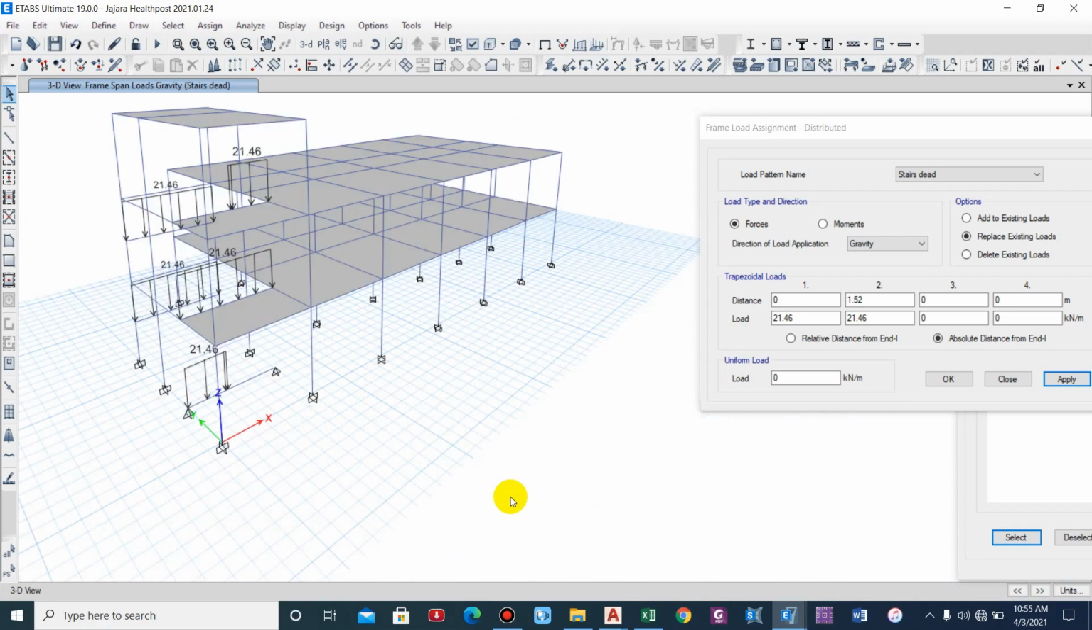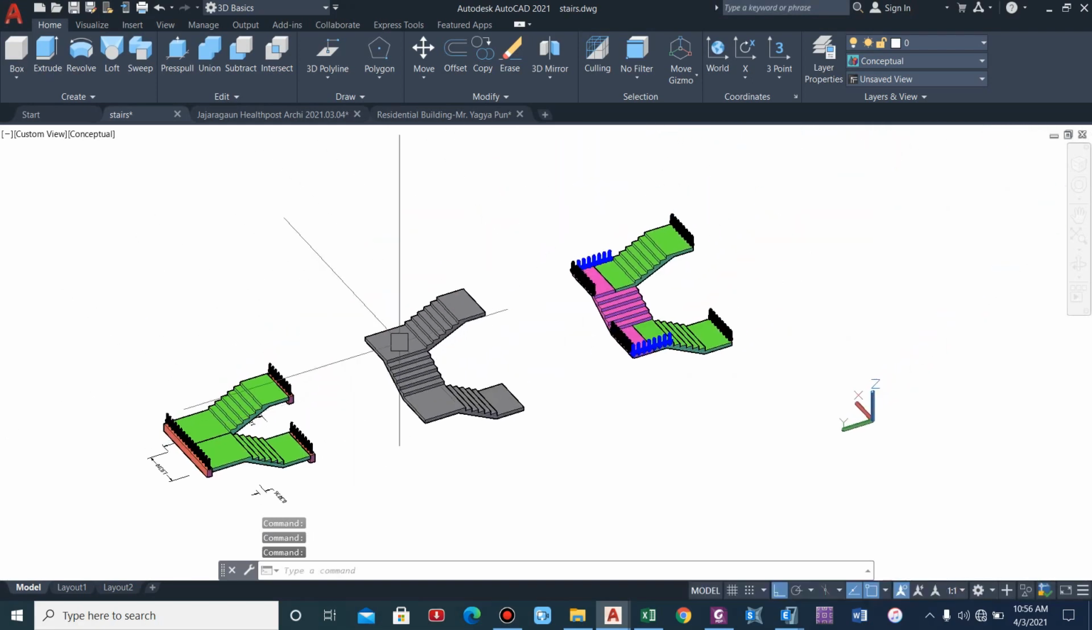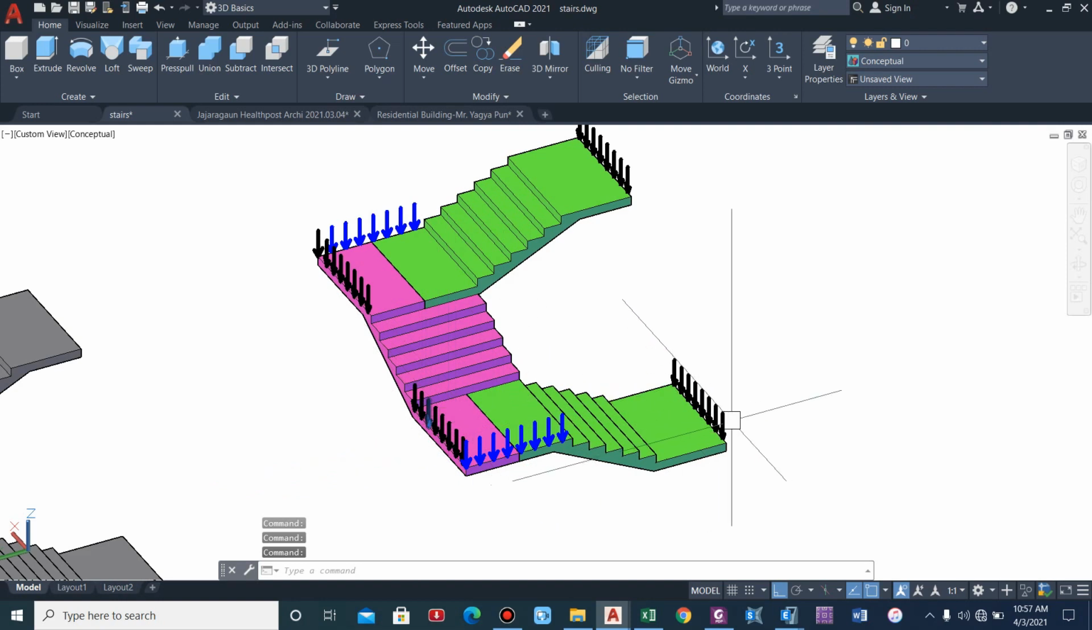Now let us go for the open well staircase. So this is a general model for a staircase of open well type. So you can see here the loading. For the first flight, the loading is done half on this particular beam, similarly on this beam, and for this flight the loading is done on this beam and on this beam, and for the third flight the loading is done on this beam and on this beam.